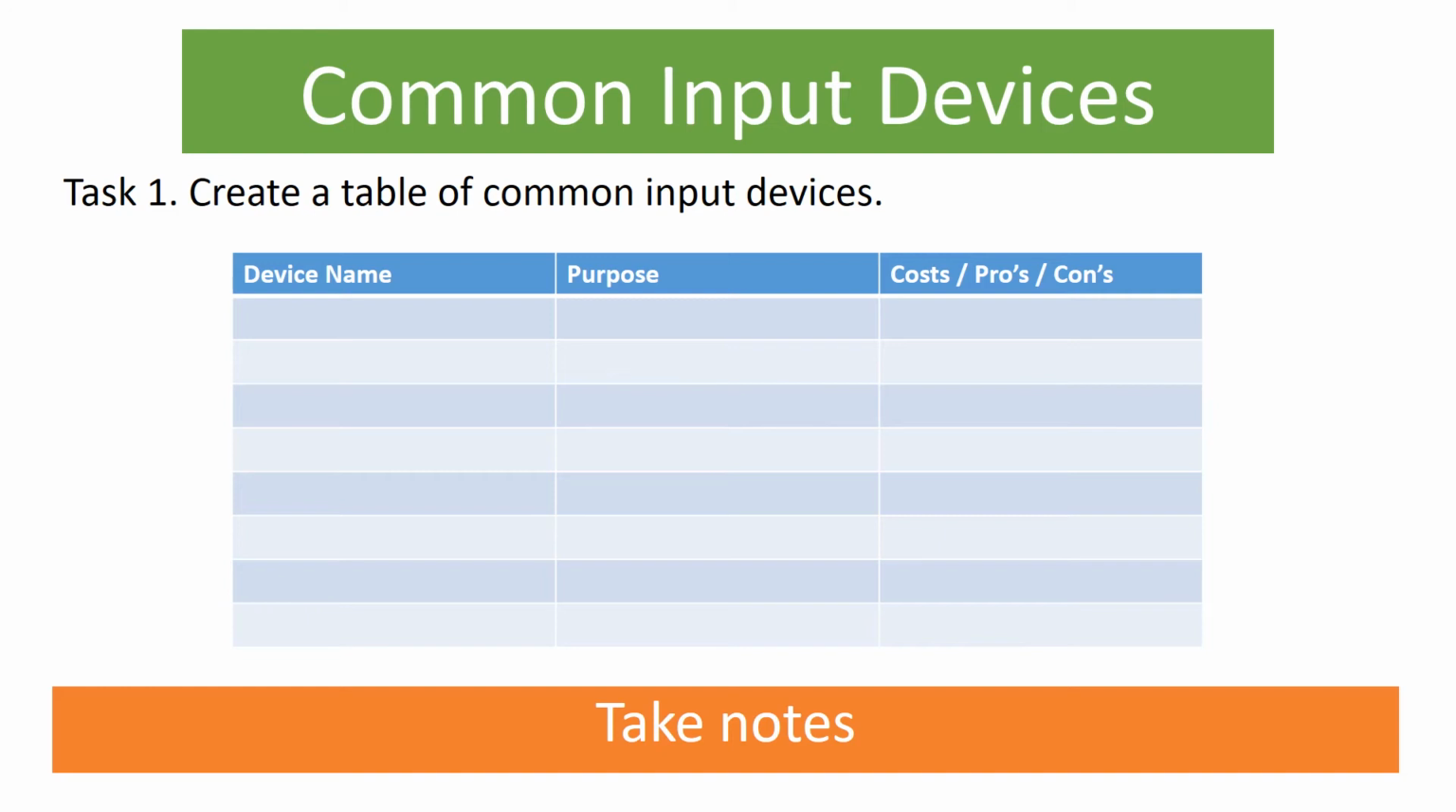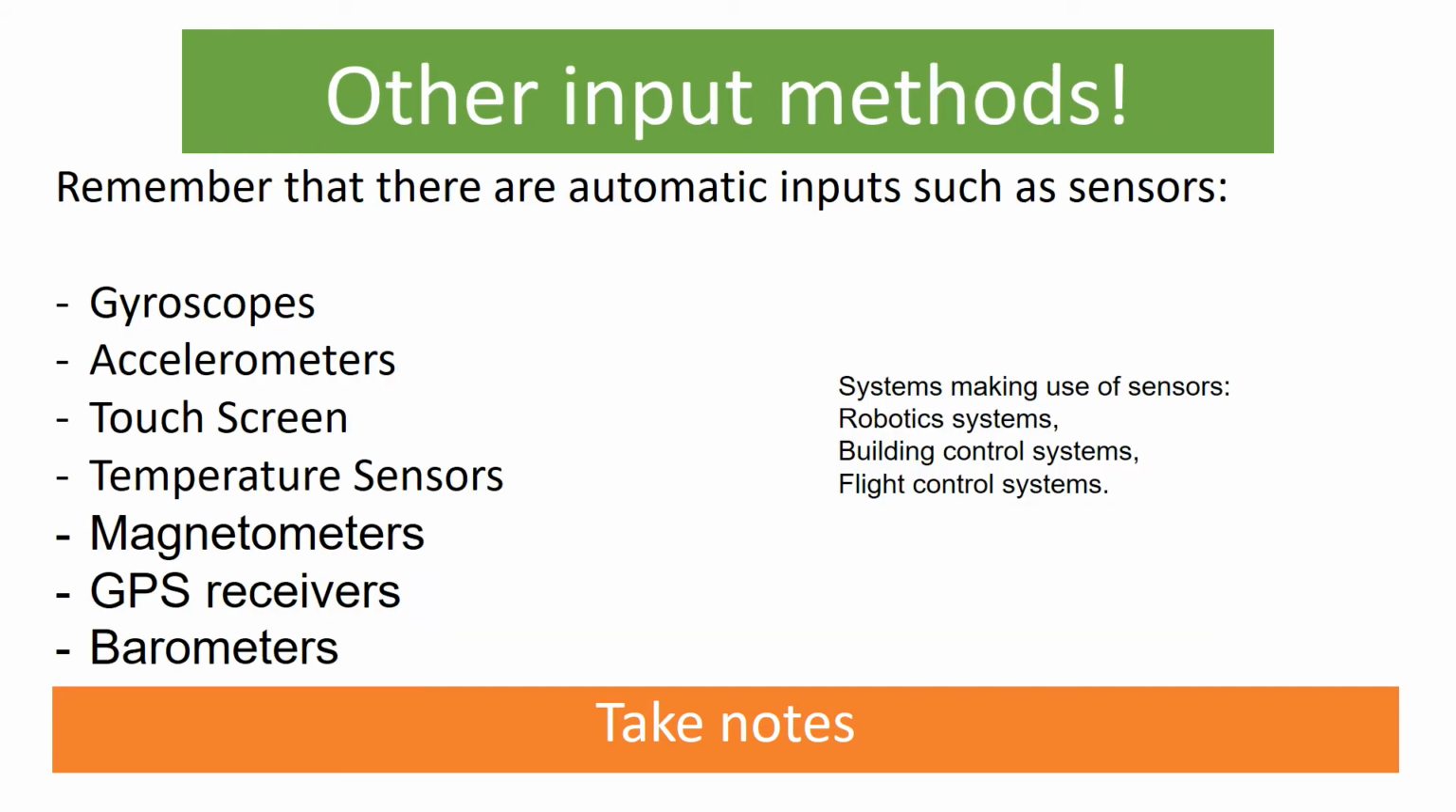These are things that you use every day. I want you to very quickly tell me what the purpose and the costs, pros and cons are of these devices. Now remember, an input device is not just a basic input device, but it can also include sensors. Systems make use of sensors in a range of different industries, including robotics, flight control systems, building control systems, but we find a lot of these sensors in everyday technology.